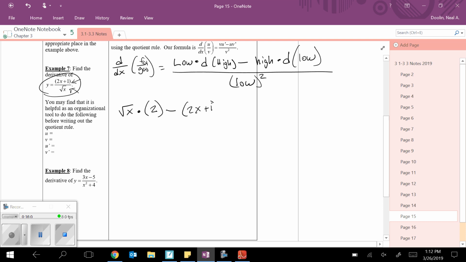Okay, now remember, square root of x, that's really x to the 1 half. So we'd have to use the power rule here. Bring down the exponent, subtract 1 from the exponent. Strike a line, square what's below.